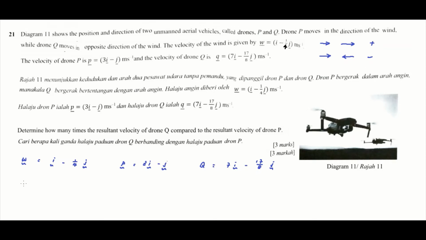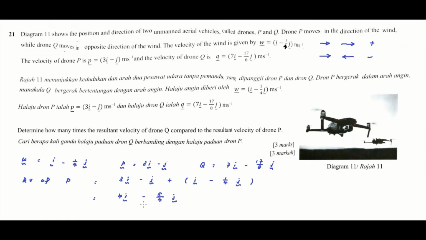To find the resultant velocity for P, it will be equal to the original velocity of P plus the velocity of the wind, because the wind helps drone P to move faster. From here, I get the answer 4i minus 5/4 j.